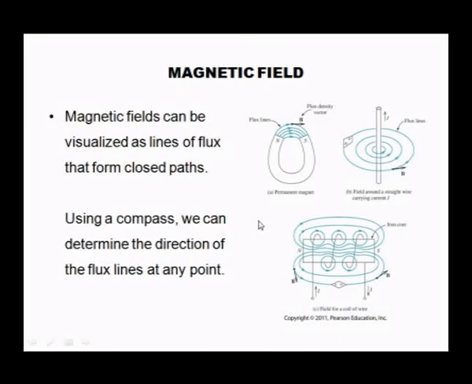Using a compass, we can determine the direction of the flux lines at any point. So, if this is the bar magnet and a coil is wound on the bar magnet, and if a compass is placed in the vicinity of that, the compass aligns itself in a particular direction.